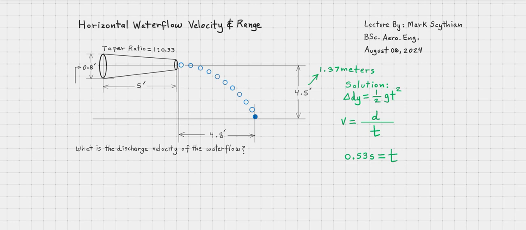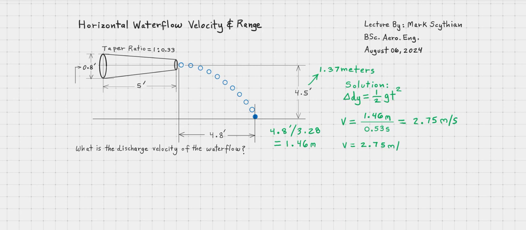So then we can describe velocity, which is distance or range in this case, divided by time, which in this case is the free fall. We'll convert the range to meters. So we have 2.75 meters per second velocity of the water, converting it back to feet per second, 9.02 feet per second, or 2.75 meters per second.